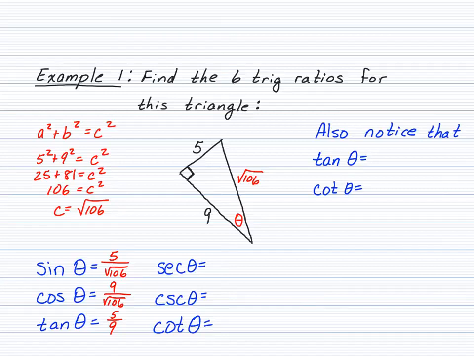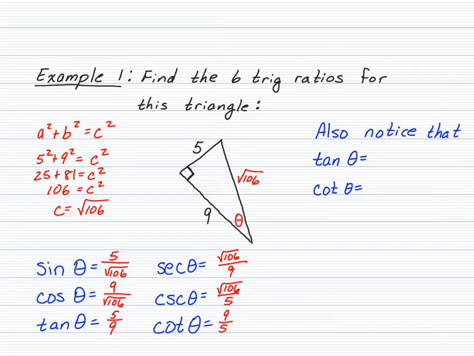Now, for secant, cosecant, and cotangent, if you just remember what the reciprocals are, that will help. Secant is the reciprocal of cosine, so this will be the square root of 106 over 9. Cosecant is the reciprocal of sine, so this is the square root of 106 over 5. And cotangent is the reciprocal of tangent, so that will be 9 over 5.